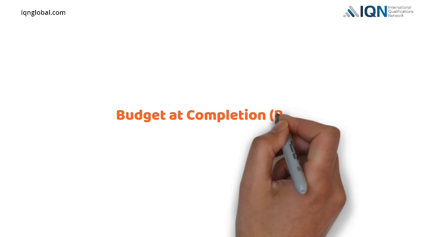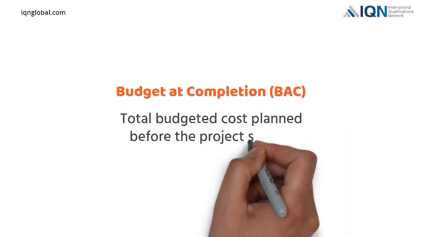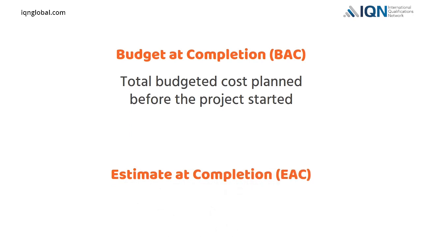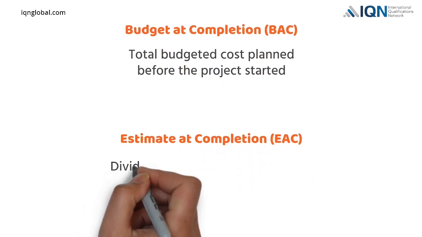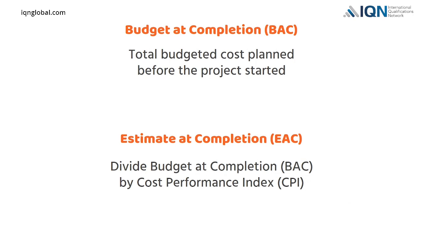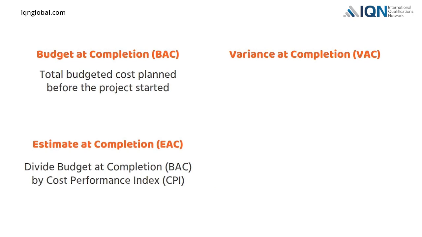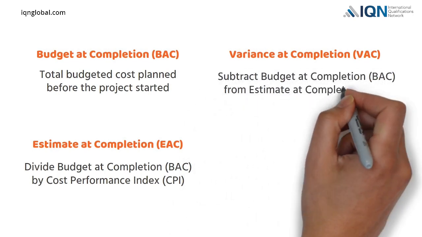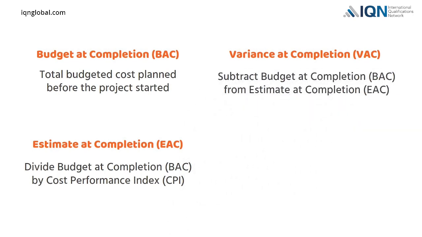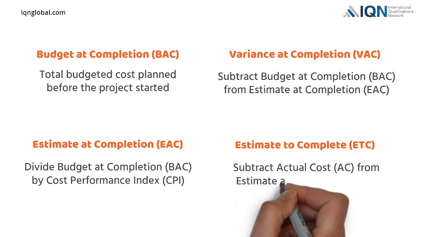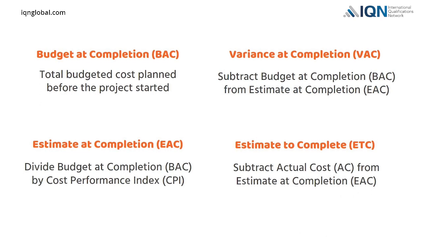Now let's recap the concepts. BAC is the total budgeted cost planned before the project started. Estimate at completion, EAC, is calculated by dividing BAC by Cost Performance Index, CPI. Variance at completion, VAC, is the difference between BAC and EAC. Finally, ETC is calculated by subtracting actual cost, AC, from EAC.